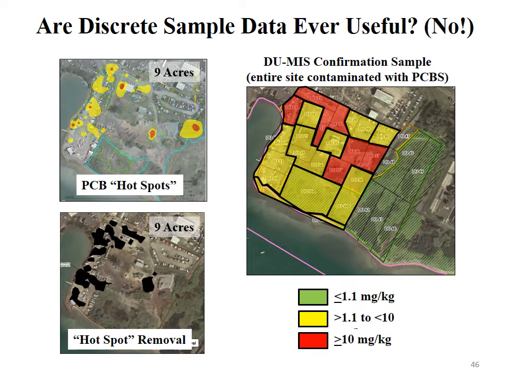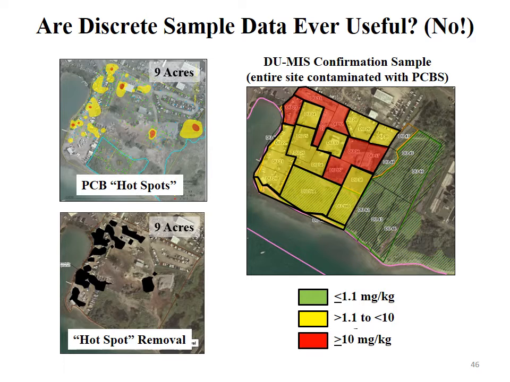Are discrete sample data ever useful? Part 2: no. This is a 9-acre site contaminated with PCBs. The first red flag goes up here. You see all the isolated hot spots, and you'd see isolated cold spots too if we looked, based on one or two sample data points. And these isoconcentration maps, computer programs will generate these really pretty maps. In this case, they're completely artificial, at least in terms of these individual hot spots.